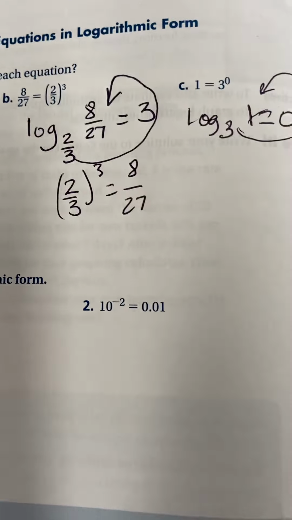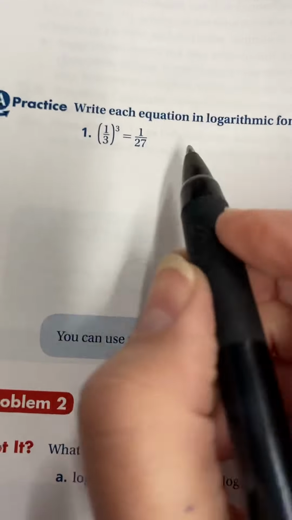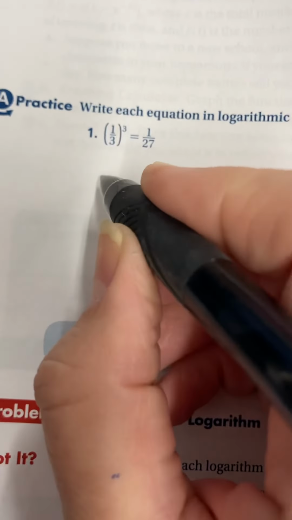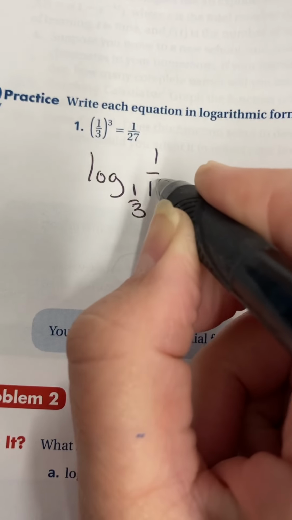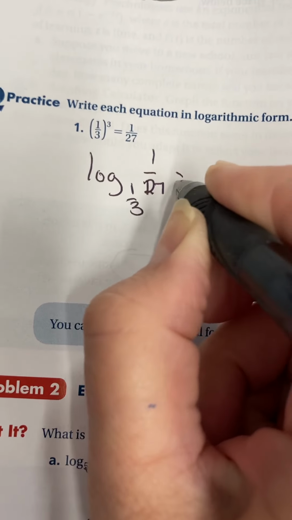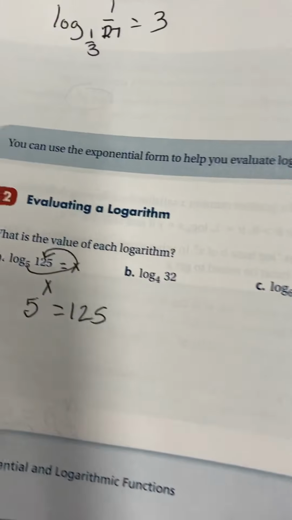Make sure that's what you have up here. So 3 to the 0 equals 1. All right, so here you'll say log base 1/3 of 27 is equal to 3 to the third power, 1/3 to the third power. Okay, we get the idea.